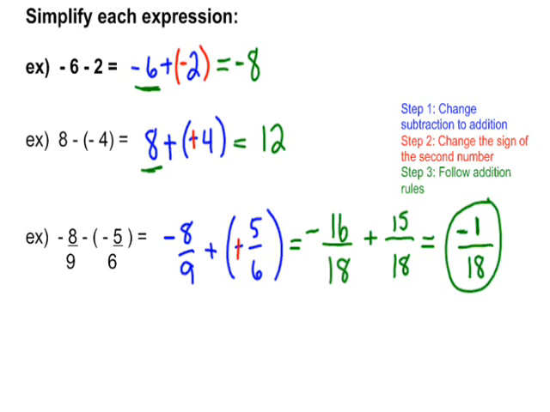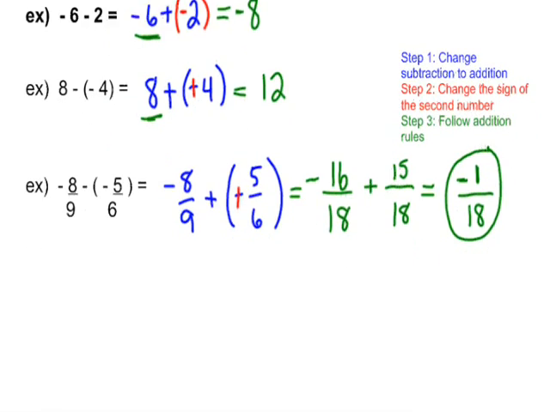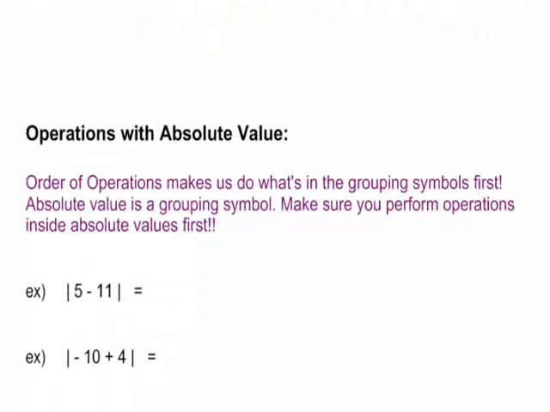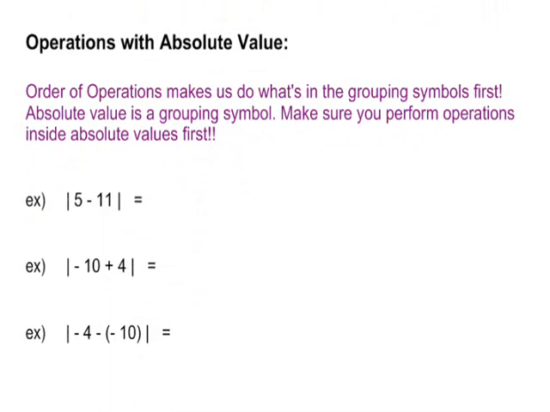Alright, so that is the basics with subtracting here. Let's talk about what happens when we have absolute value getting involved. Basically, order of operations tells us that we have to do grouping symbols first, and that's not just parentheses. Absolute value is included in the grouping symbols. So whenever we see absolute value, we do that first, just like we would with parentheses.